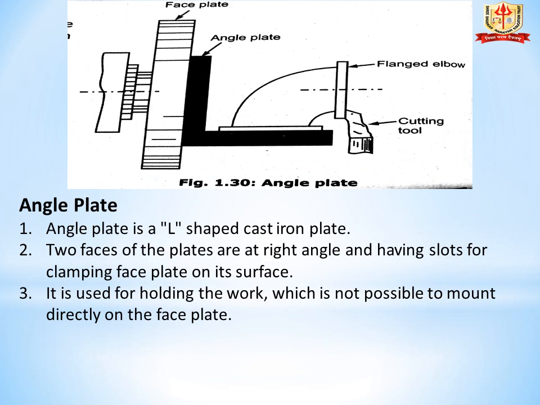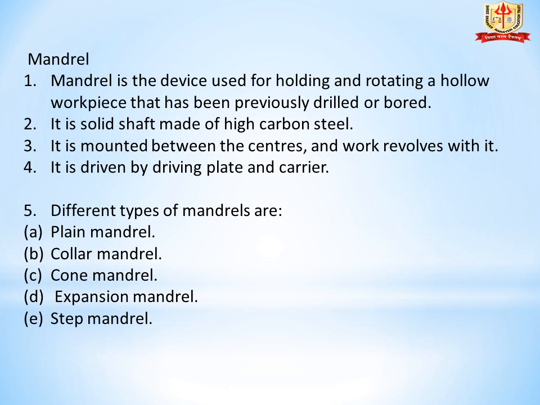Next accessory is the angle plate. First point, angle plate is an L-shaped cast iron plate. Second point, two faces of the plate are at right angle and have slots for clamping the face plate on its surface. Third point, it is used for holding work which is not possible to mount directly on the face plate.